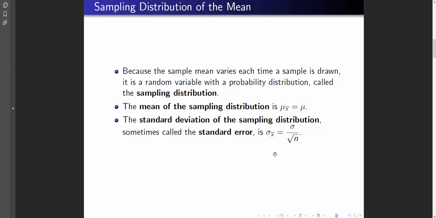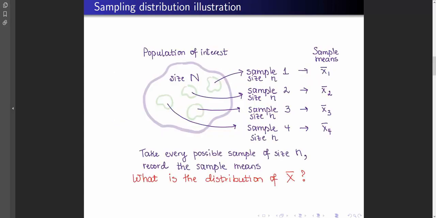Okay, and the important difference is that the standard deviation of the sampling distribution, the name for it is standard error, and now it's computed by taking the population standard deviation and dividing that by the square root of n. This is a very important distinction that we will need to keep in mind as we go with our computations.